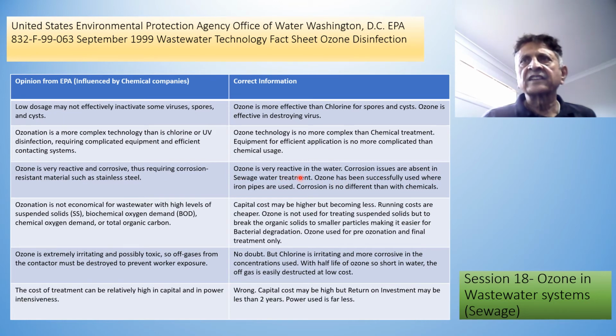Ozone is very reactive in water. Corrosive issues are absent in sewage water treatment. Ozone has been very successfully used where iron pipes are used. The corrosion is no different than with chemicals. In fact, a high concentration of chlorine will cause more corrosion than a high concentration of ozone.